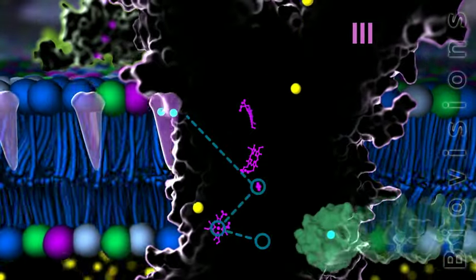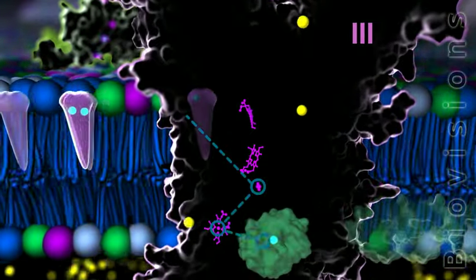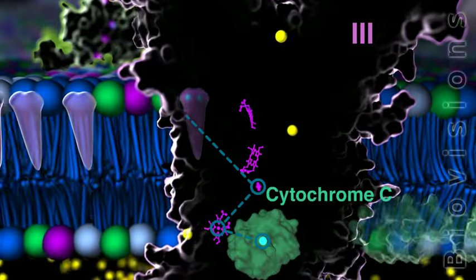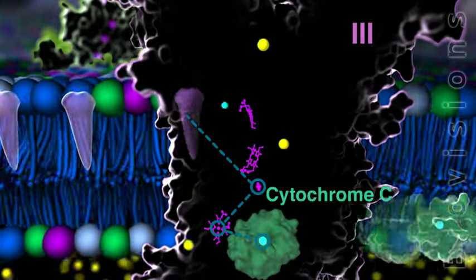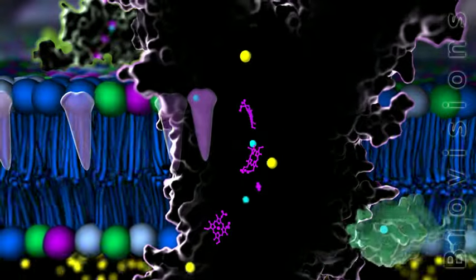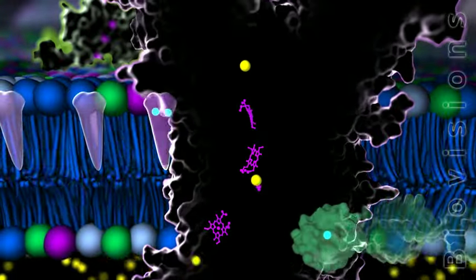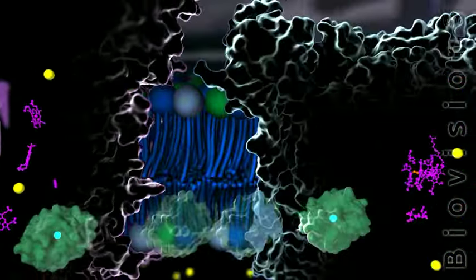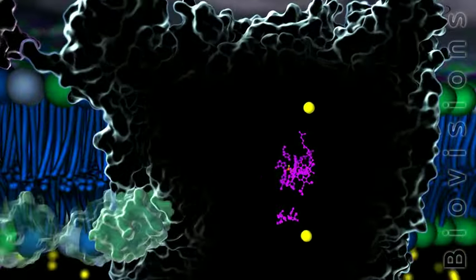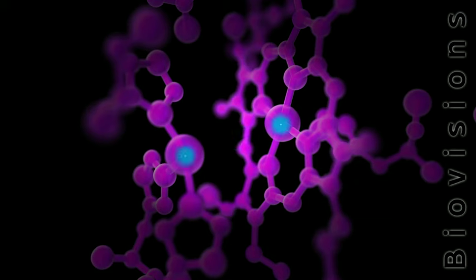One electron is recycled and can re-enter complex 3 later, but the other passes through two redox centers before reaching cytochrome C. Cytochrome C carries the electron to complex 4. The electron transport chain ends in complex 4, where a series of reactions involving 4 electrons converts a molecule of oxygen to 2 molecules of water.